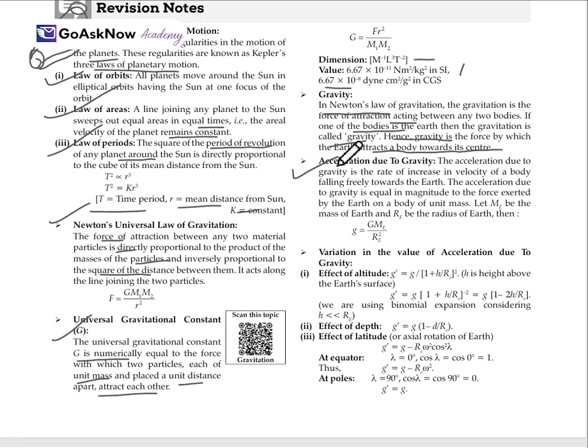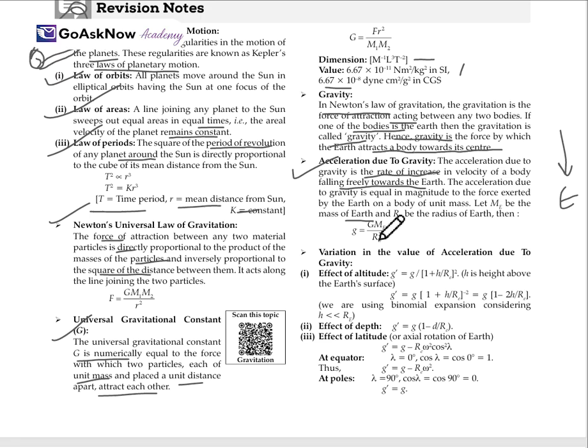Now acceleration due to gravity. The acceleration due to gravity is the rate of increase in velocity of a body falling freely towards the earth. It is the rate of increase in velocity of the body moving freely towards the earth. The acceleration due to gravity is equal to the magnitude of the force exerted by the earth on a body of unit mass. Let ME be the mass of the earth and RE be the radius of the earth.